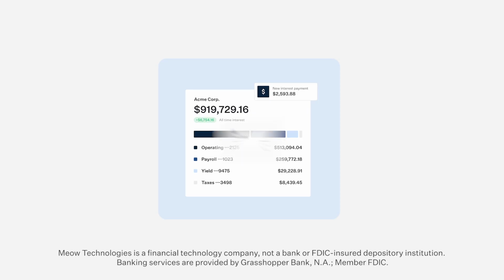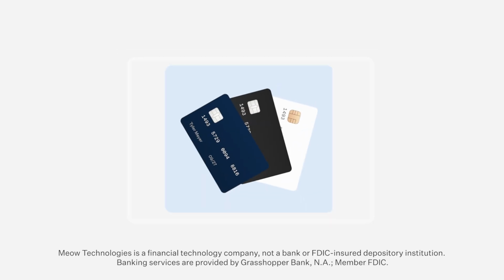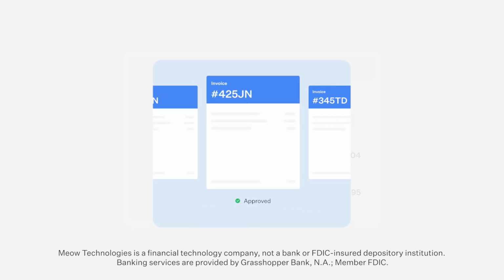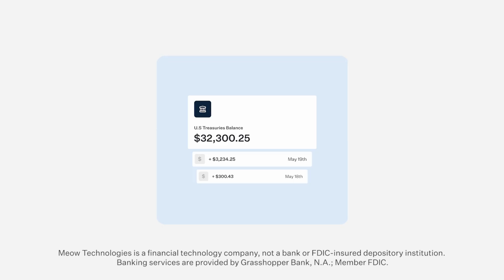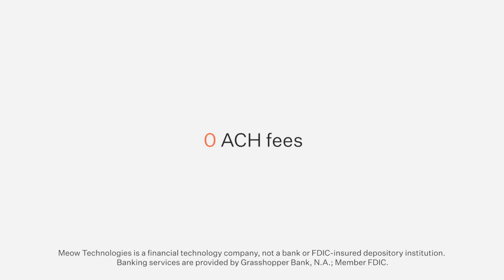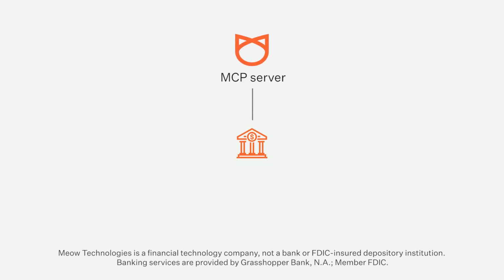Meow is a fintech platform that offers business checking, corporate cards, payments, invoicing, and treasury, all with zero wire fees, zero ACH fees, and no monthly account fees. And now, with Meow's MCP server, you can open and manage your entire bank account through an AI agent.